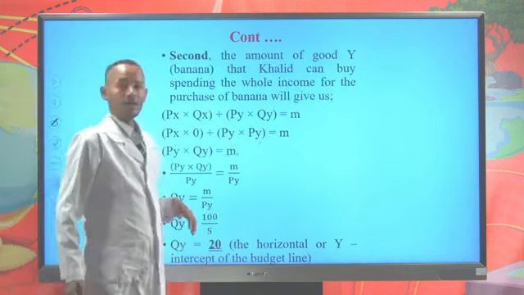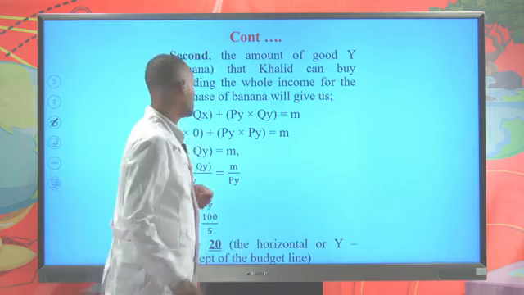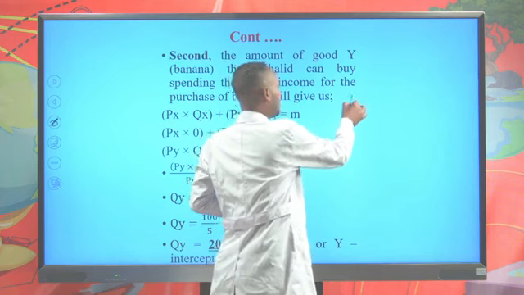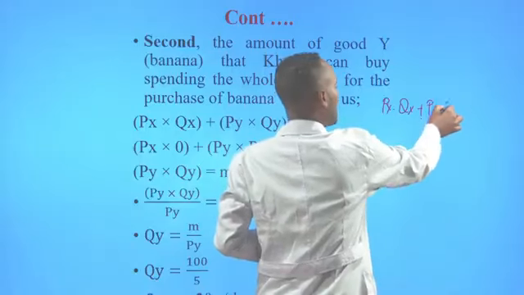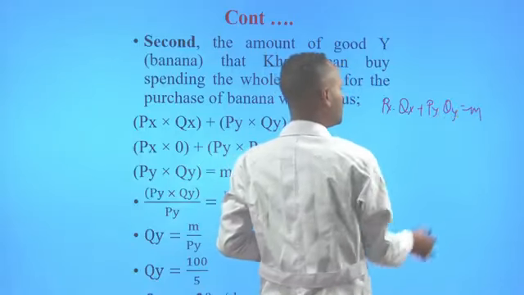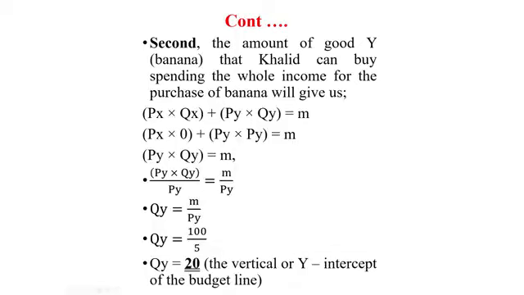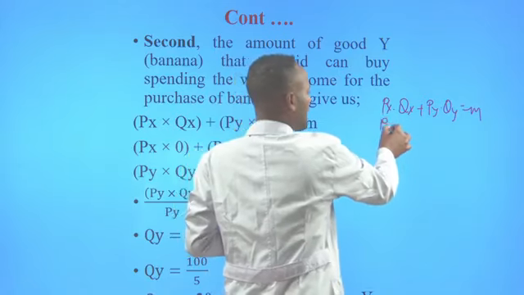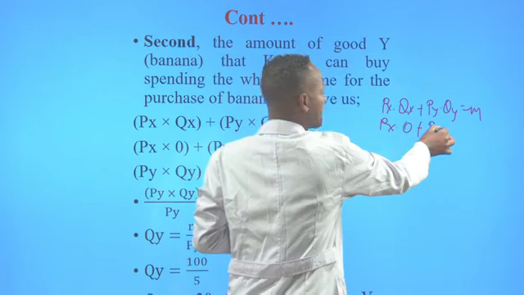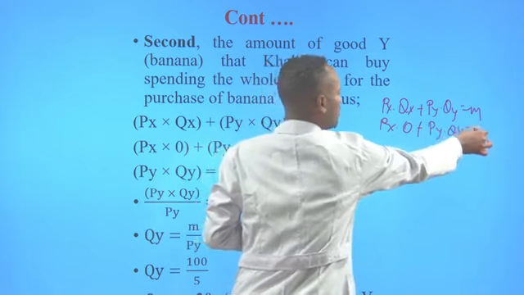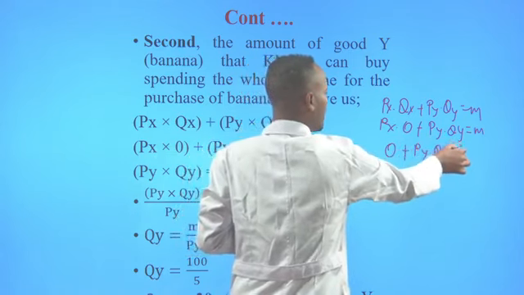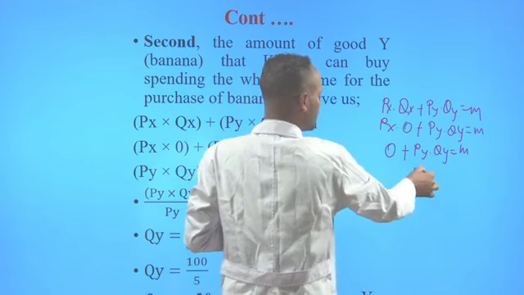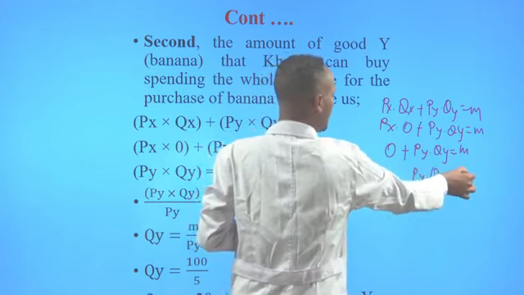Secondly, if Khalid spent the whole income for the purchase of commodity Y, that means the price of commodity X times the quantity of commodity X plus the price of commodity Y times the quantity of commodity Y will give you the income of a consumer. If he spent the whole income for the purchase of good Y, he will not buy any amount of X. So the price of X times the quantity of X is 0, plus the price of Y times the quantity of Y equals the income of a consumer, and this will give you the price of Y times the quantity of Y, which is equal to the income of a consumer.